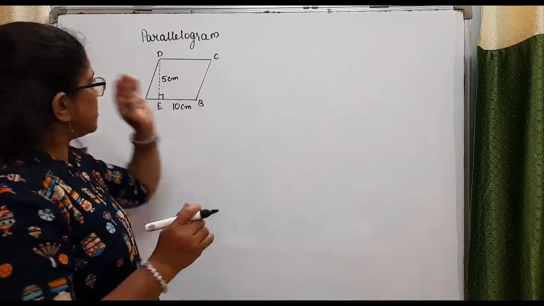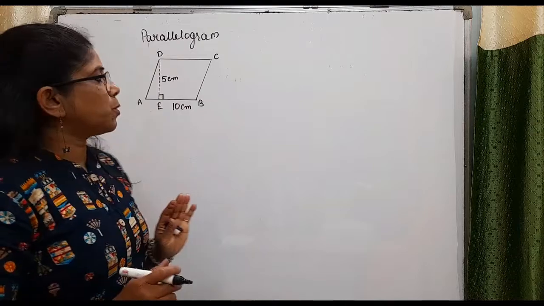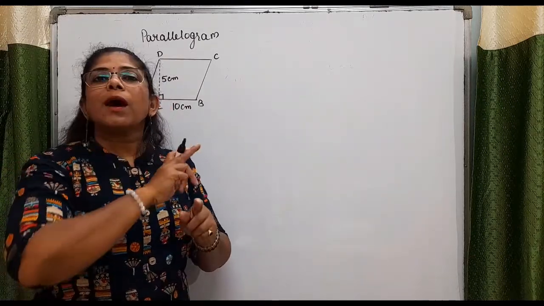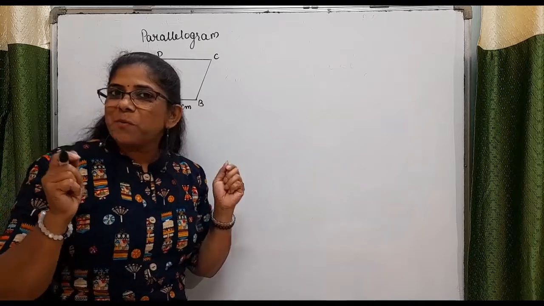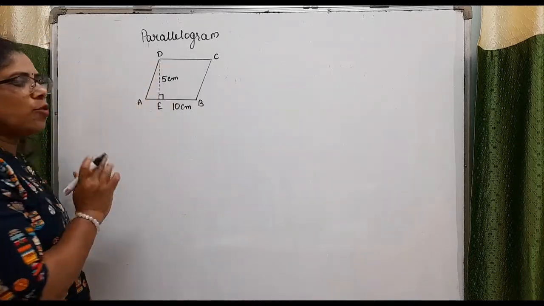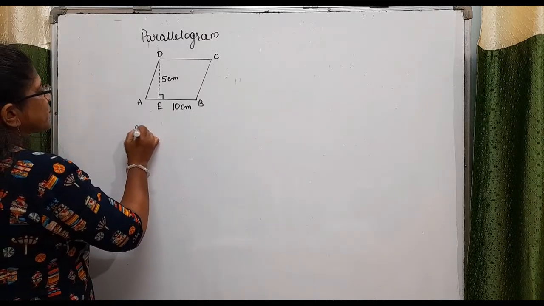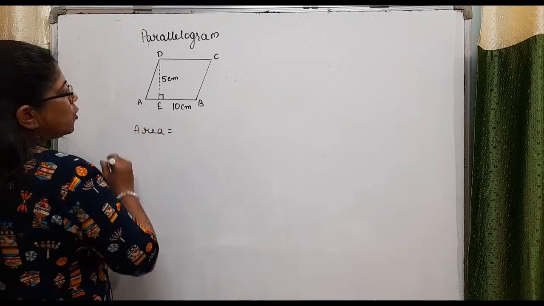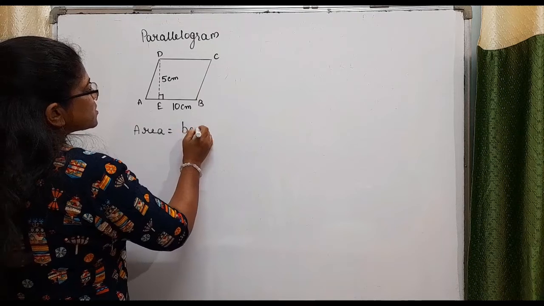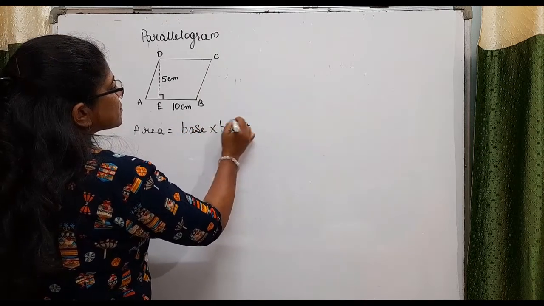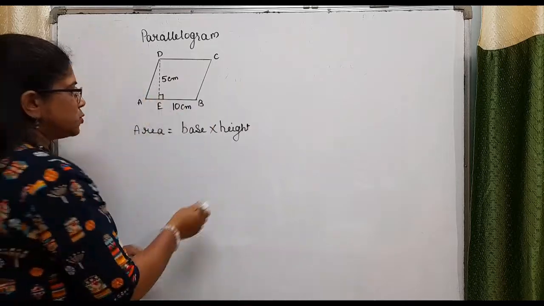Now here ABCD is a parallelogram. Parallelogram means opposite sides are equal and parallel. This makes the parallelogram. Area of parallelogram is very easy formula. Area of parallelogram is just base into height. Just you have to multiply base into height.